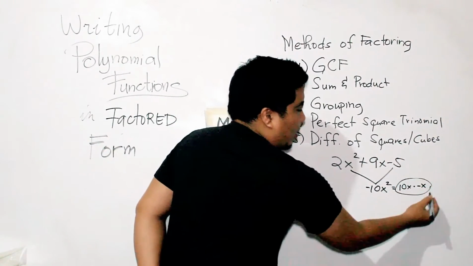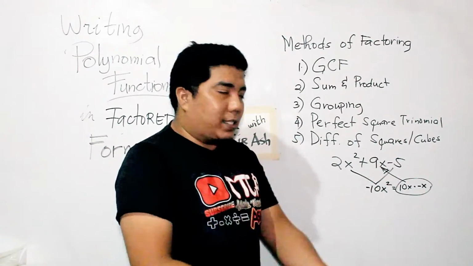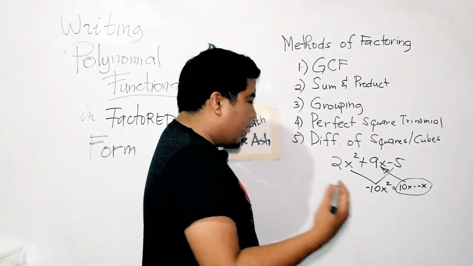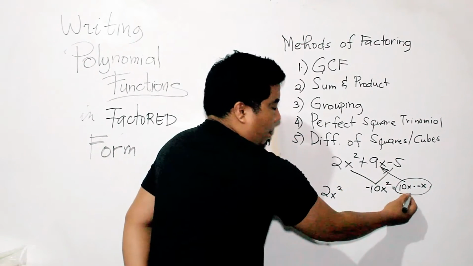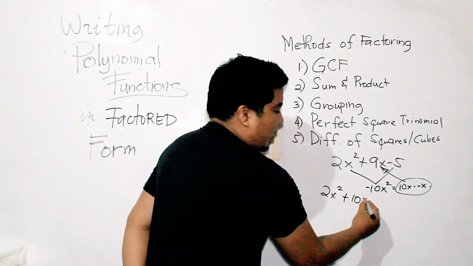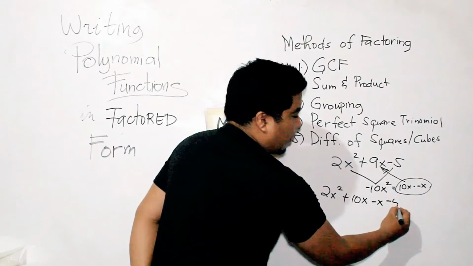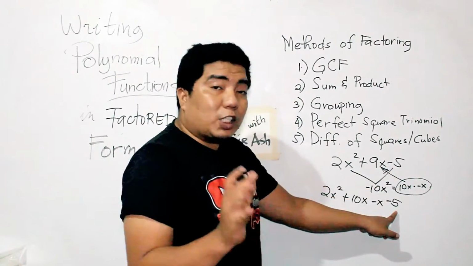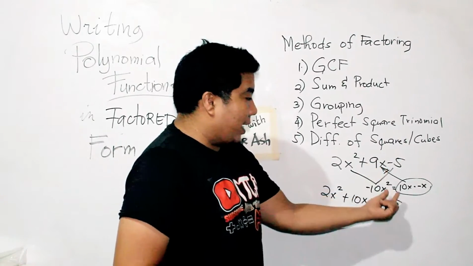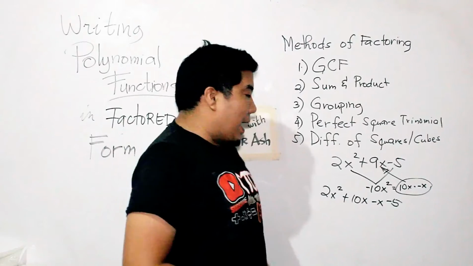These two factors will be substituted or replaced for your middle term, giving you 2x squared plus 10x minus x minus 5. So, 2x squared did not change, minus 5 did not change, but your positive 9x was changed by its factors. Now, this is where the grouping will happen.